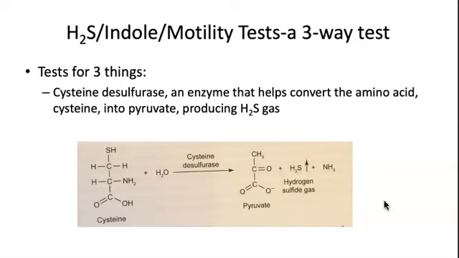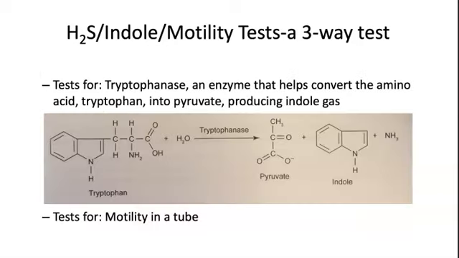The next test is the indole test. And this tests for an enzyme called tryptophanase. And the job of tryptophanase is to take the amino acid tryptophan and break that down into pyruvate and a compound called indole. Indole is a gas. And the third test is the motility test, and that tests for motility. We've talked about motility before. It's the ability of a bacteria to swim. This tests for motility in a tube rather than using a hanging drop slide, which is what we've used before.